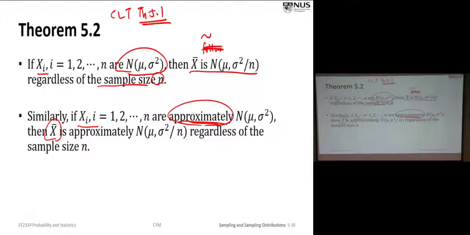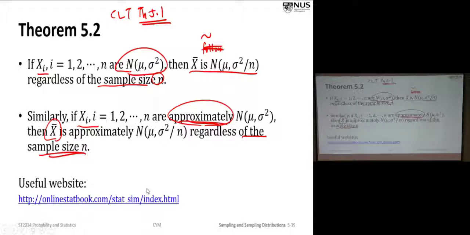Then we twist it a little bit. If the underlying distribution is close to normal, then X bar is considered close to normal as well. All right? So this is the difference. We don't need a big sample. If you believe that your underlying distribution is very close to normal, then you don't need a big sample size. You can assume that X bar is approximately normal with mean mu and variance sigma square over n. All right, so you can check this website.